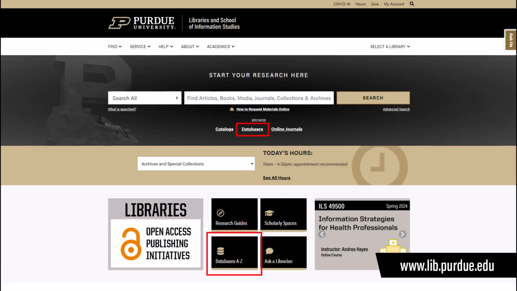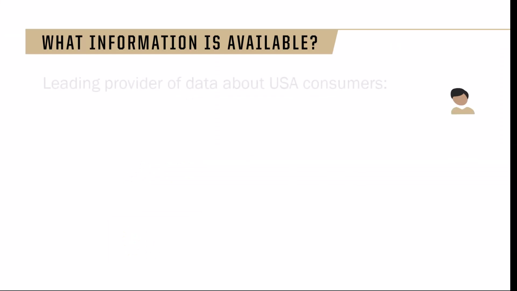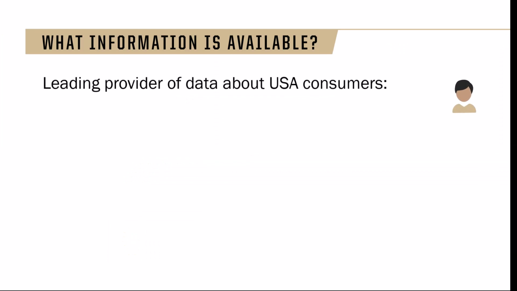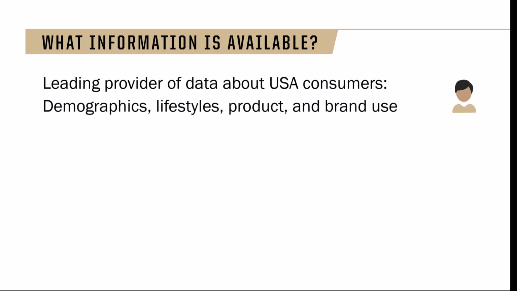Go to the library website at lib.purdue.edu to locate our A to Z list of databases. You'll find MRI-Simmons Catalyst under the letter M. MRI-Simmons is the leading provider of data about USA consumers. Their Catalyst product is a top tool to gain insight into consumer demographics, lifestyles, product, and brand use.